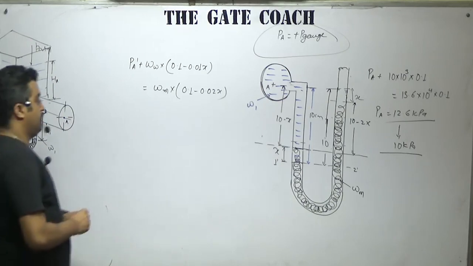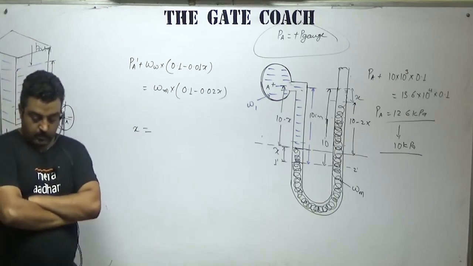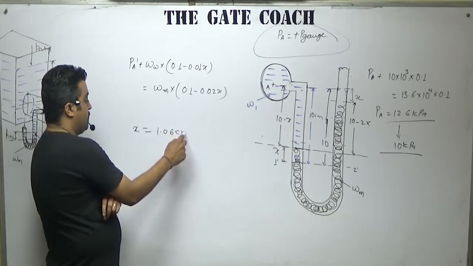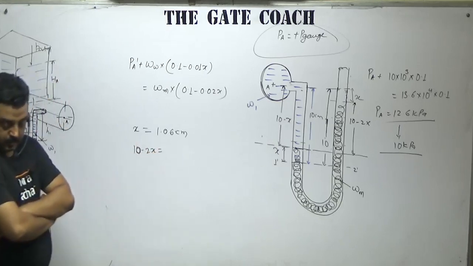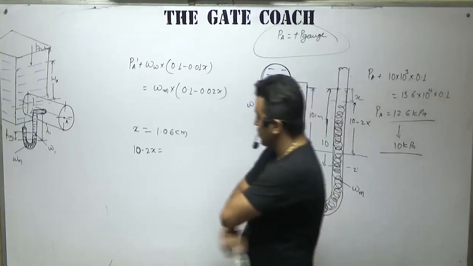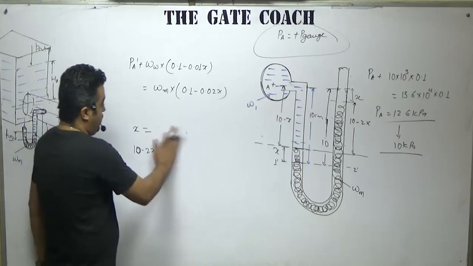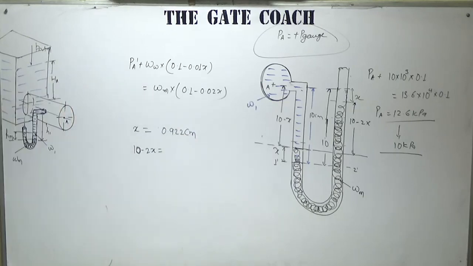So how much is x here? Centimeter. So the new difference in the mercury is 10 minus 2x. Two centimeter. So 10 minus 2x is 8.0 something. This value is how much? 8.157.